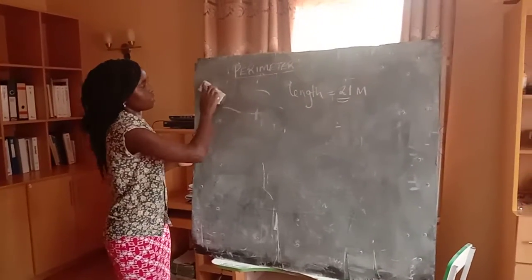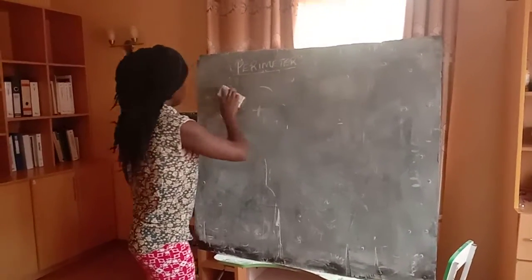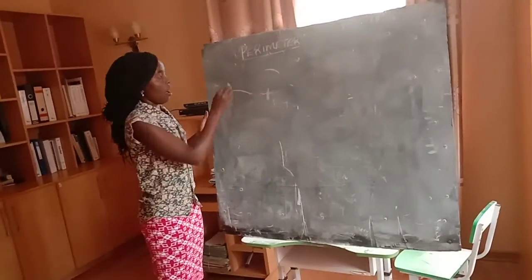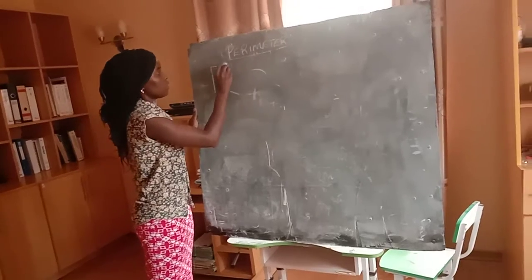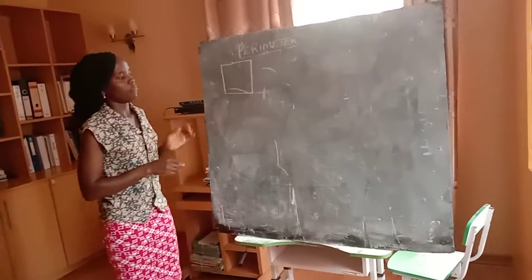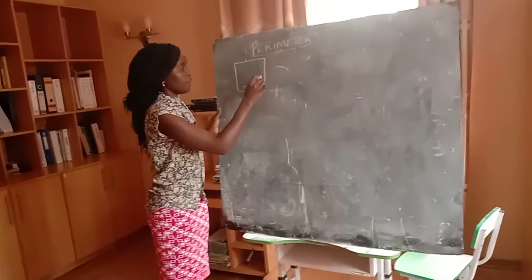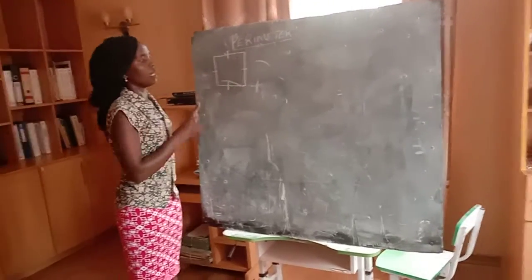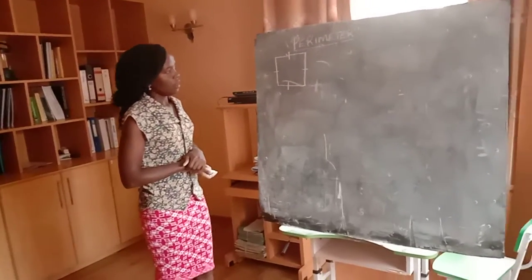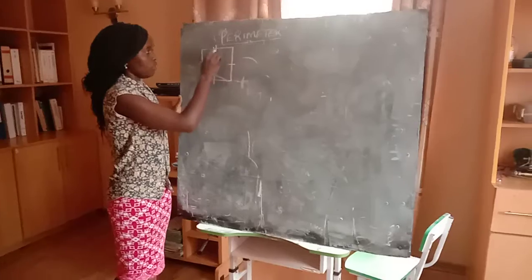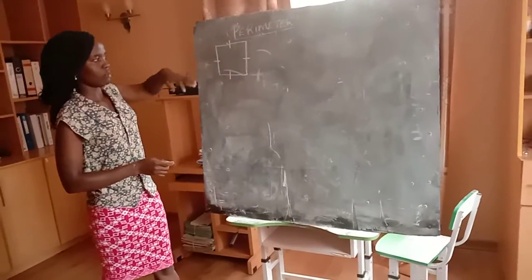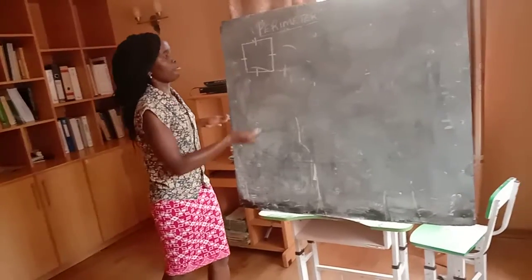Now we can look at a square. A square is also a four-sided figure whose sides are equal. It is a four-sided figure whose sides are equal. So the measure of this side, you can see I've marked all of them. If you see these sides are marked, it means that all of them are equal.